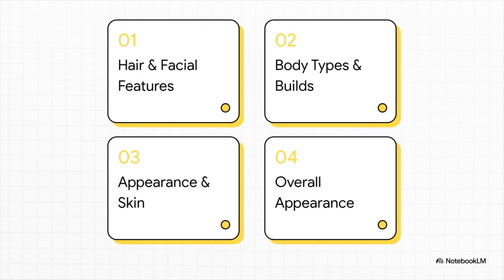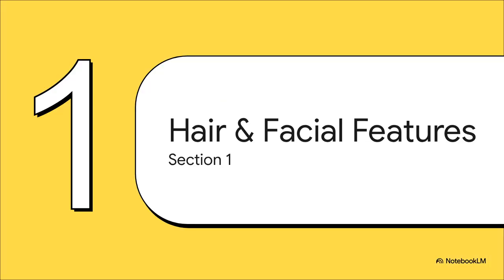Here is our quick syllabus for today. First up, hair and facial features. Second, body types and builds. Third, appearance and skin traits. And finally, overall appearance evaluation. Let's kick things off right away with Section 1, Hair and Facial Features.